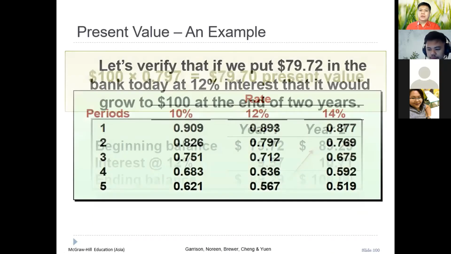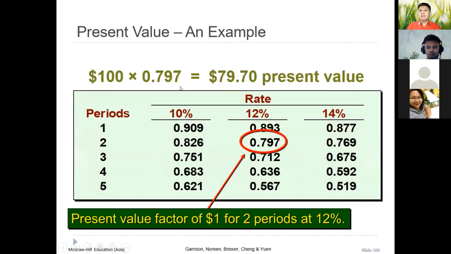Okay? So 100 times 0.797 is equals to 79.70, which is the present value. Okay, now this one gives us the computed present value factors. So let us say, for example, if your discount rate is 10%, in 1 year, this will be the present value factor. This is 0.909. In 2 years, this is 0.826, 0.751, 0.683, and 0.621.